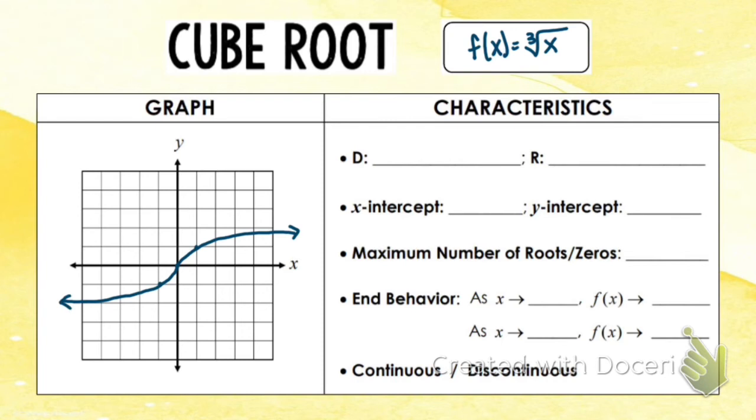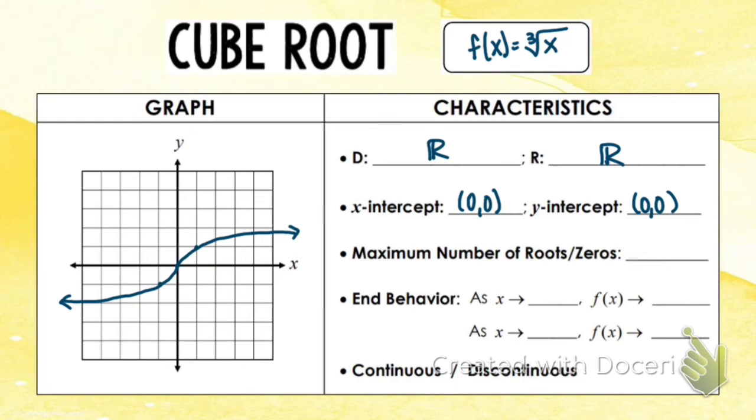All right. So the domain for this one is all real numbers. We have arrows pointing left and right with no disruption. And the range is also all real numbers. We have arrows pointing up and down with no disruption in the middle. The x-intercept and y-intercept are, again, both the origin.